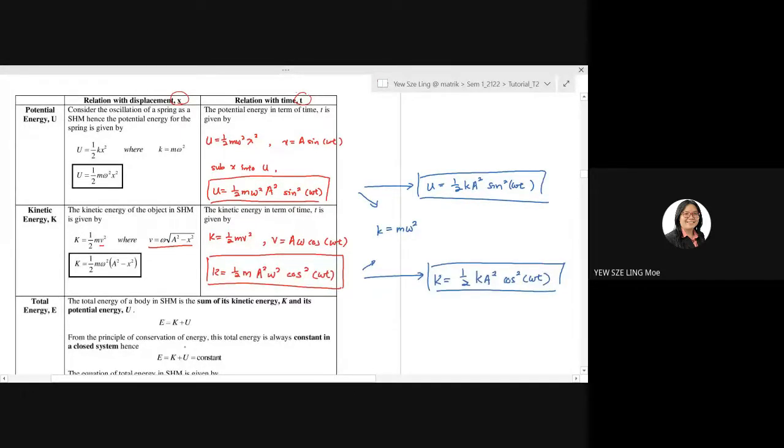Alright, we're done for potential energy and also kinetic energy. Potential energy done, kinetic energy done. I give you 1 minute to write it down. This is very simple.